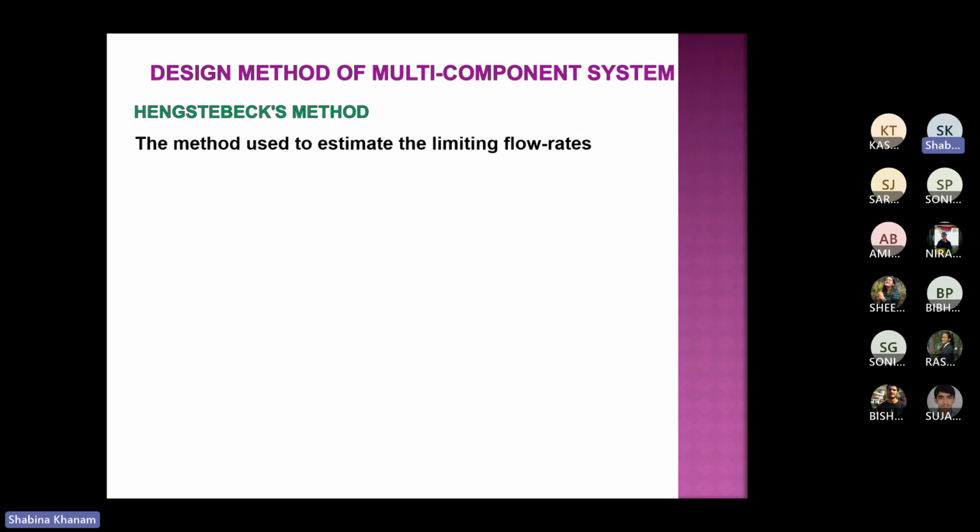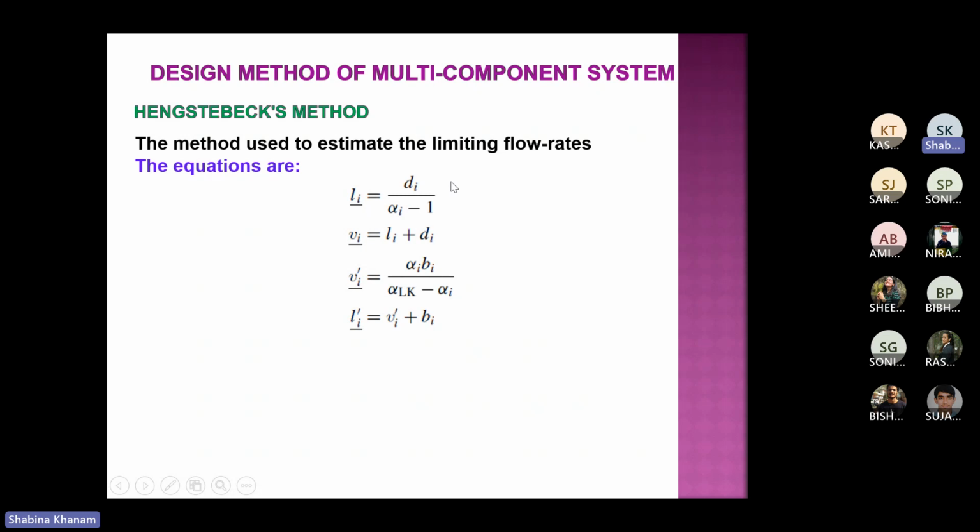Now we will find out the limiting flow rates of non-key components. These are some expressions which are given. Li underscore should be Di by alpha i minus 1. Alpha i is the relative volatility of the ith component with respect to the heavy key. All relative volatilities over here will be with respect to the heavy key. Similarly, here I have Vi underscore, that should be Li underscore plus Di. Please make the correction over here; that should be underscore, and similarly this should be underscore. So in this way, you can find the limiting flow rates of non-key components.